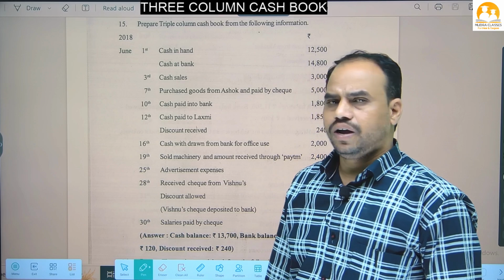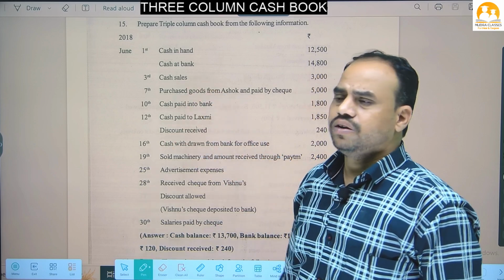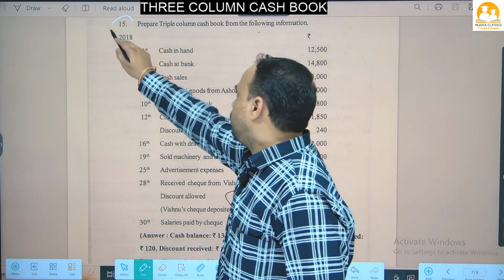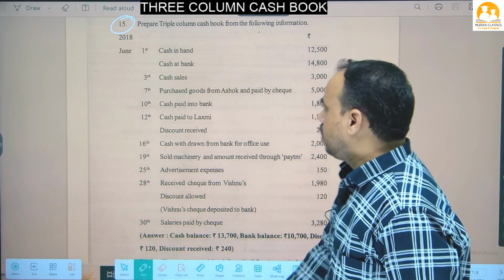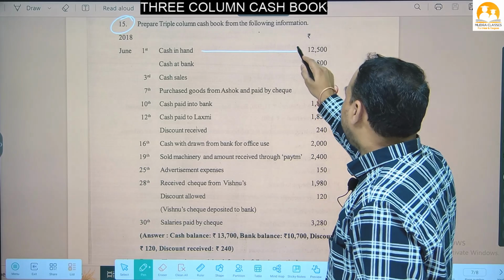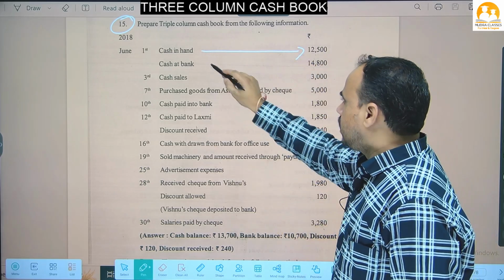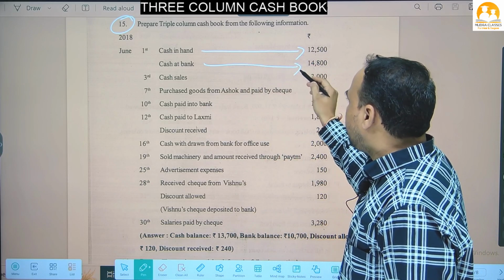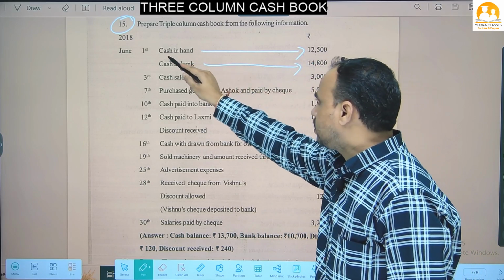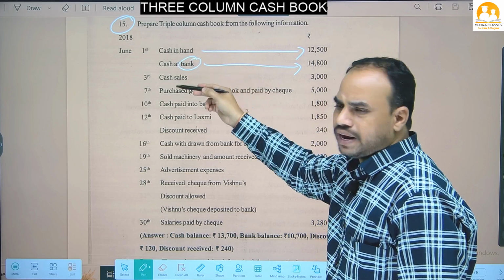In this session, I am going to explain you question number 15, three column cash book. Okay, right. What is given first line? Cash in hand. So debit side in cash column we have to write as an opening balance. Cash at bank given, debit side bank column we have to write. So cash in hand side cash column, cash at bank side bank column.